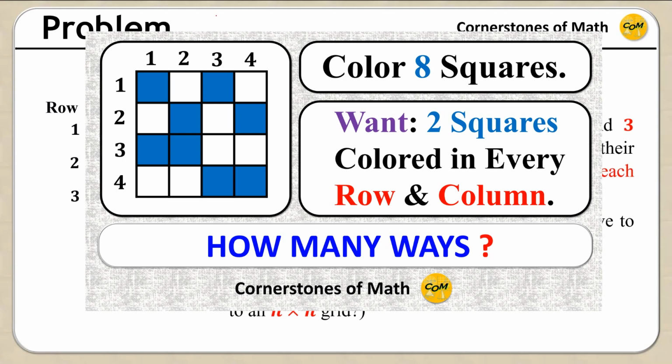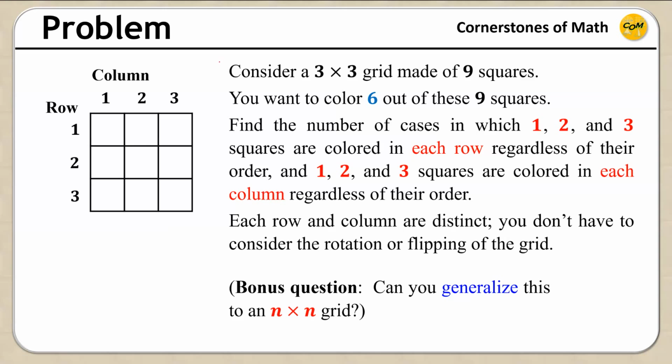Last week I uploaded this Combinatorics video which involves a 4x4 grid, and you have to find the number of cases to color the grid in a certain way. In this video I prepared another problem in a similar setting, but now with a 3x3 grid.